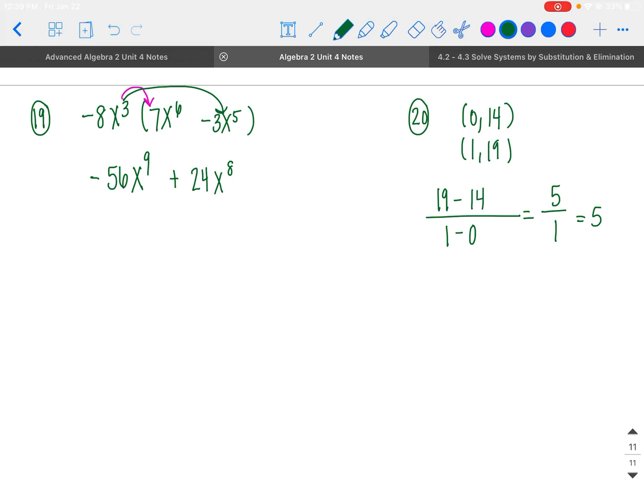That gets us down to just G or H. And then the point 0, 14 tells me that is a y-intercept. Because when the x is 0, that's a y-intercept. So the y-intercept would be 14. So H was your right answer.